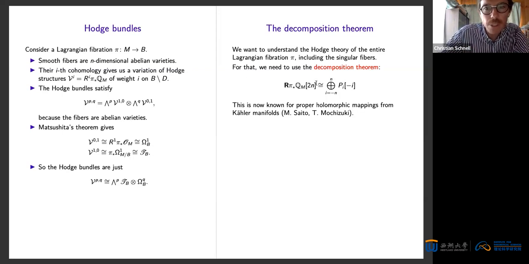If you know a little bit about this topic, then you may ask, well, this map pi is just a proper map between Kähler manifolds. Doesn't the decomposition theorem only hold for algebraic varieties or something? But actually, the decomposition theorem does hold for proper maps between Kähler manifolds. This is by Saito in the projective case, and recently by Takuro Mochizuki in the Kähler case. Okay, so I can apply this.